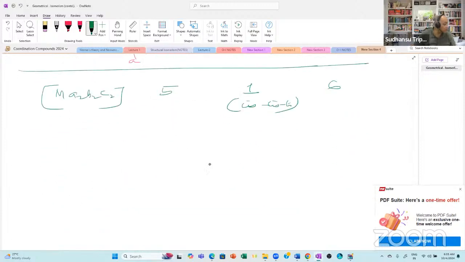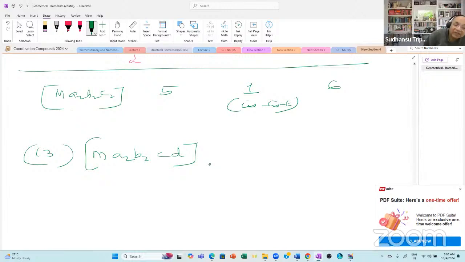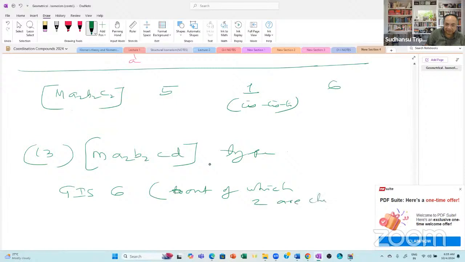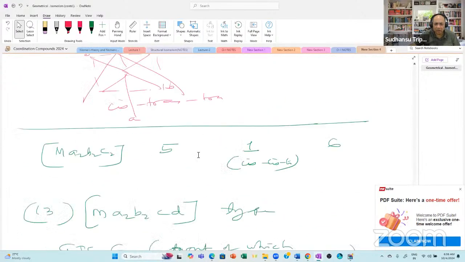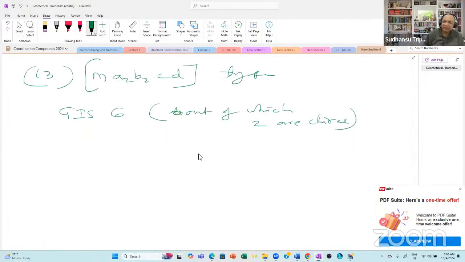MA2CD. What is the number? 13. Is it 13? Yes, sir. M A2B2 instead of C2, there is a 4th type of ligand D. This will be having 6 GIs, out of which 2 are chiral. So we will simply not draw the structures. It will be very time consuming. I will show you A, B, C, D, E, F later.